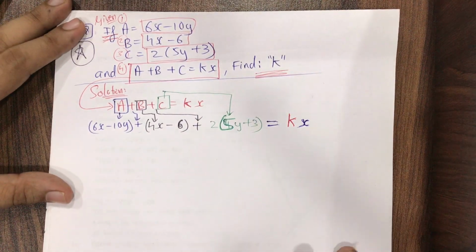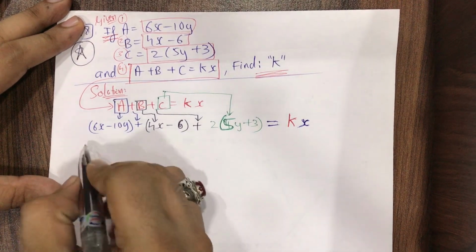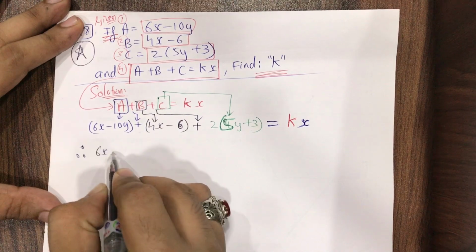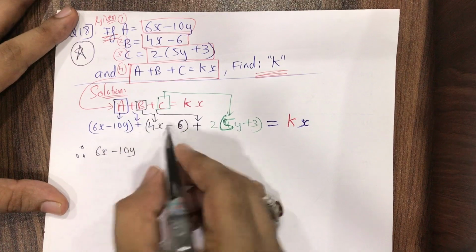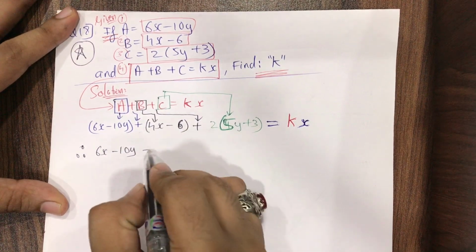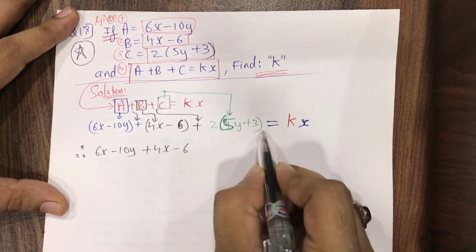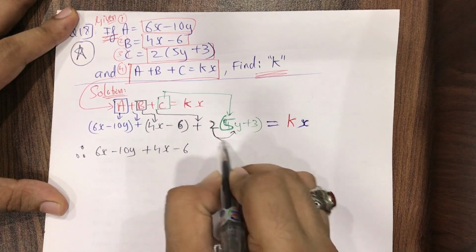Now the next step, students, will be to open up the brackets. Therefore, I'll write 6x minus 10y as it is. Plus, we have plus outside the bracket, so there will be no change within this bracket. So this will be plus 4x minus 6. There will be no change over here. But the only thing is, this 2 will be multiplied with this term as well as with this term.